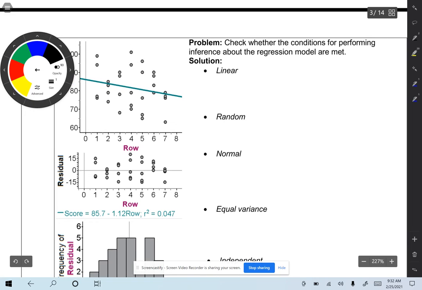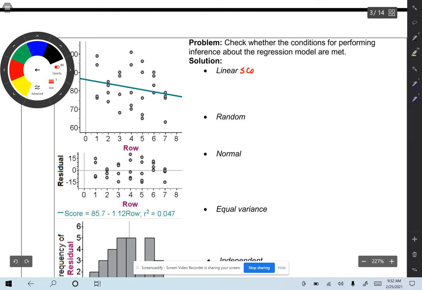Okay, so here is an example problem. Check whether the conditions for performing inference about the regression model are met. And this is going back to the rows and test scores. So going back to our problem, we'll just start at the very top. For linear, if you look at the scatter plot, the regression line has been drawn and it's a weak relationship, but it still has a linear relationship.